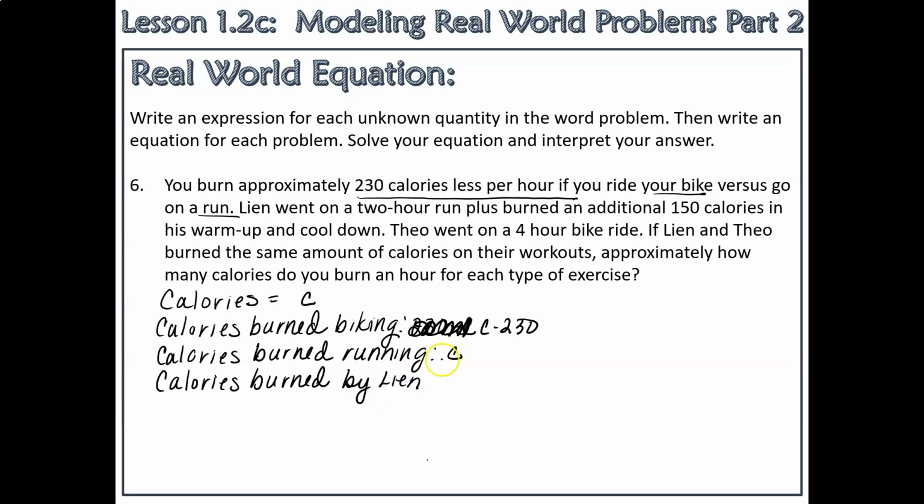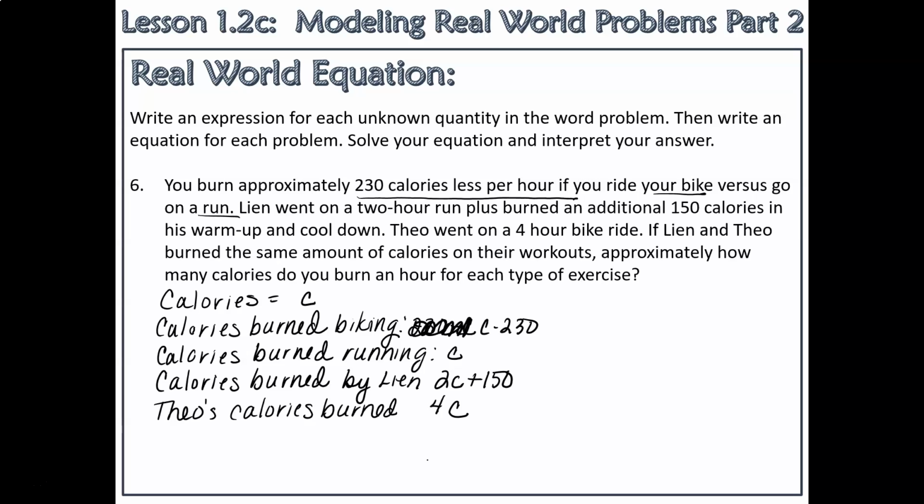Okay, so Lien, there's a lot to list here. He went on a 2-hour run, so 2 times C, and then he burned additional calories from his cool-down and warm-up. And remember, you're thinking burning is subtracting, but we want to get a total number of calories here, so it's adding. And then who's the other person? Theo. He went on a 4-hour bike ride, so 4 times C.